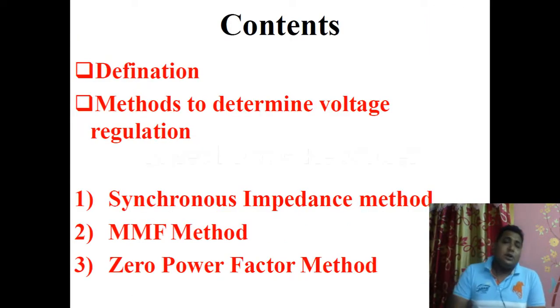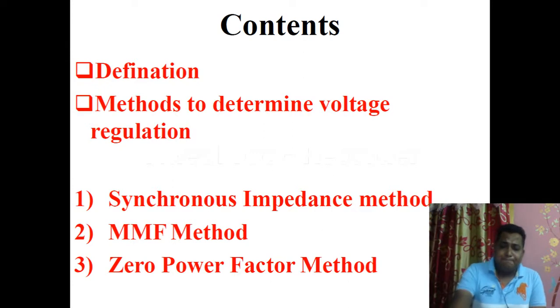Yes, these are the contents for today. Definition of the voltage regulation, methods of determining the voltage regulation. In the methods of determining the voltage regulation, we have three methods as far as the syllabus is concerned. Those are the synchronous impedance method, MMF method, and zero power factor method. One by one we are going to discuss today. Everything will be explained in this particular presentation.